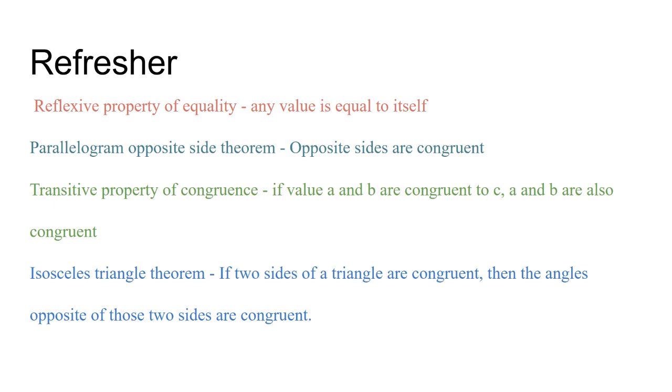For the transitive property of congruence, it states that if a value A and B are congruent to C, that makes A and B congruent. And then the isosceles triangles theorem states that if two sides of a triangle are congruent, which creates an isosceles triangle, then the angles opposite of those two sides are also congruent.